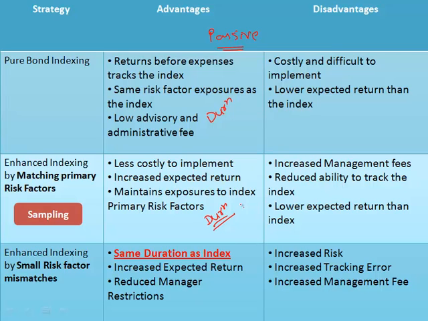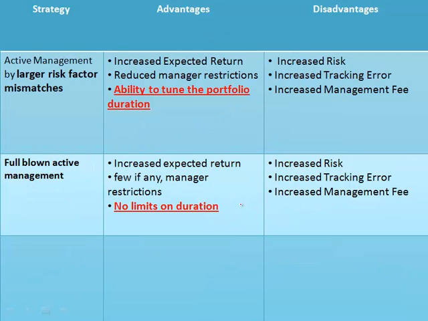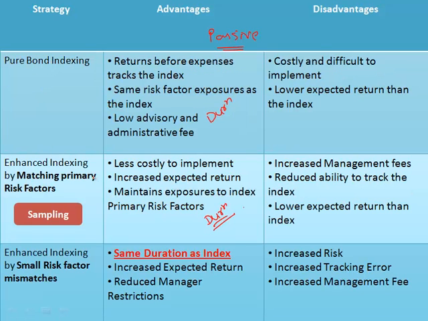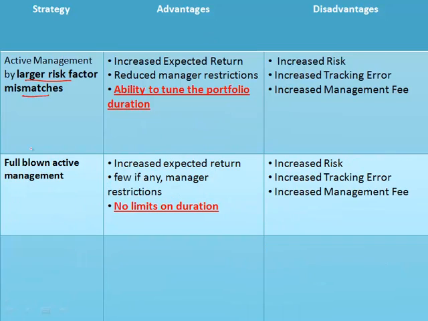Okay, let's go to the next one. Now the next two are the active strategies. Active management by large risk factor mismatches. Don't get confused. Here the risk factors were the same. We were matching the primary risk factors. It was only a sampling strategy. Here we allow them to change by a small margin. Now how much is small, how much is large, that's not defined. But we allowed them to change by some amount. Here we are allowing them to change by a larger amount, and therefore now it becomes an active strategy.